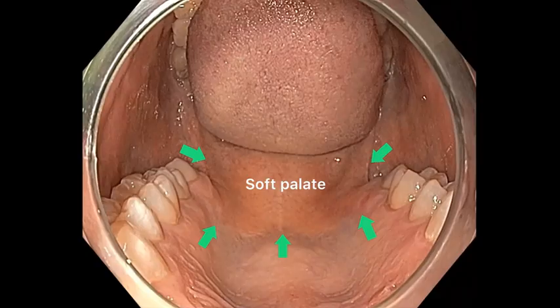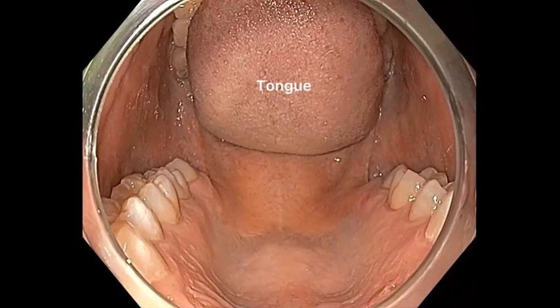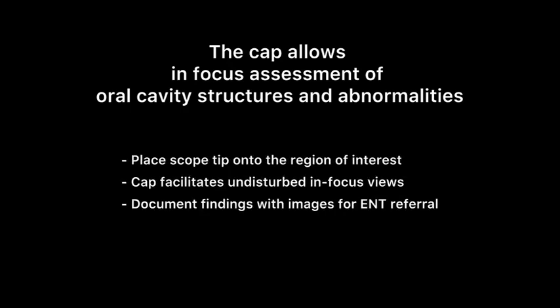This is the soft palate, hard palate, buccal mucosa right and left, tongue, molar teeth. The cap allows in-focus assessment of oral cavity structures and abnormalities. Place the scope tip onto the region of interest. The cap facilitates undisturbed in-focus views and documentation of the findings for ENT referral.